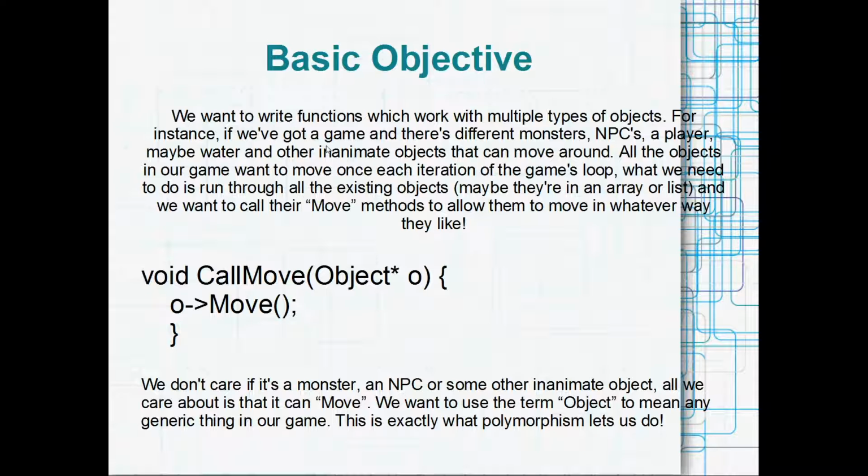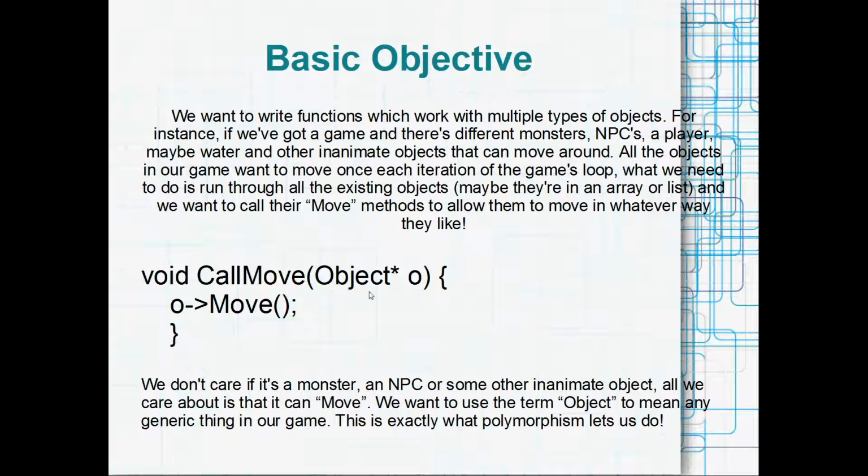What we want to do is pretty much for each object in that list, every iteration of the game's loop, tell them to move. And so they all run off and move and do their own thing. You know, the zombies will shuffle around, the water will flow a little bit or whatever. But this is the function down here that we want to make.